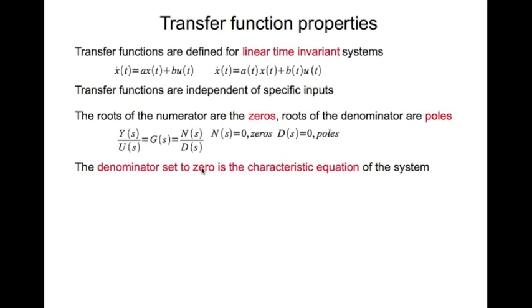So the denominator set to 0 is the characteristic equation of the system. In other words, typically we write the characteristic equation as C of s, which is equal to the denominator of the transfer function. If you set it to 0, it becomes a characteristic equation. Characteristic equation is very important. Everything depends on the characteristic equation.